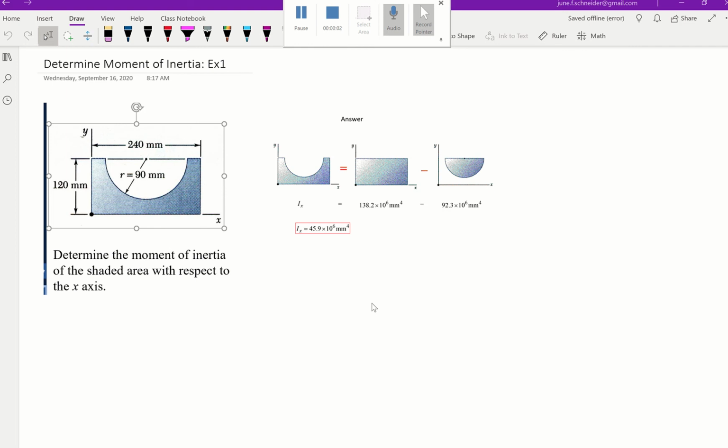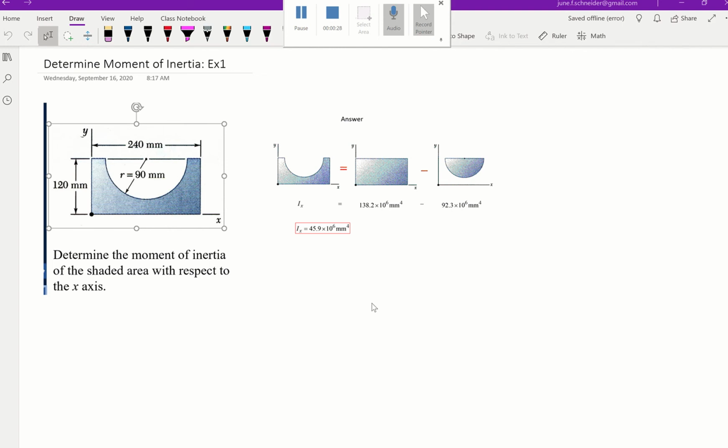Hi, in this video we are going to look at an example for determining moment of inertia. In the previous videos we looked at common shapes like rectangle, triangle, and circle when we introduced the polar moment of inertia. Then right after we introduced the parallel axis theorem. Now we're going to combine all those things together to solve some problems.